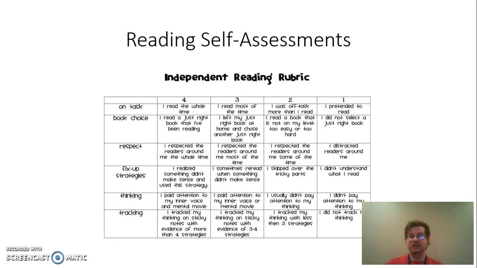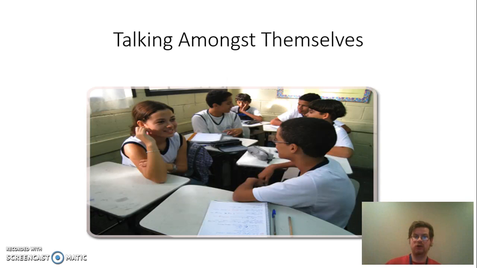Next is reading self-assessments, which the students do themselves. This just helps the students understand more what they're getting wrong and how to become better readers themselves. Next is talking amongst themselves. I just think group talk together can help students understand where themselves and others are coming from.